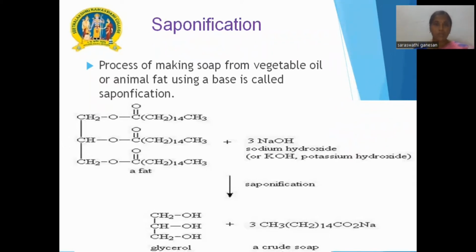Next, we'll see about the saponification. Saponification is a process of making soap from the vegetable oil or animal fat using a base. Vegetable oil or animal fat is the raw material for making soap. These oils or animal fats are nothing but glyceride esters or triglycerides of higher fatty acids. These fats on hydrolysis with base like sodium hydroxide or potassium hydroxide give glycerol and a crude soap, that is sodium salt of higher fatty acids.